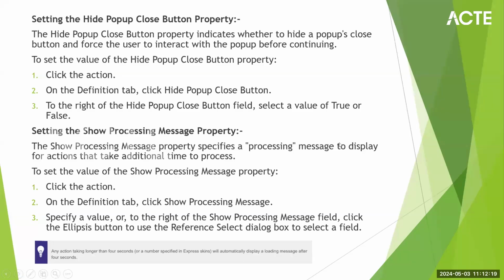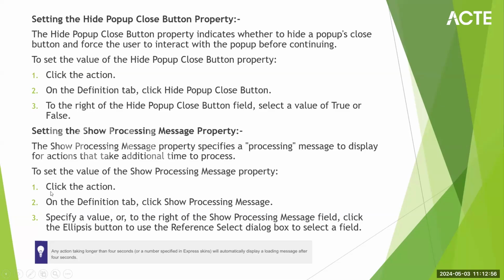Like clicking on a yes or no button, that kind of thing. If you missed any mandatory fields, there will be a warning triggered in the pop-up to fill all the mandatory fields. Those kinds of messages are the show processing message property. How do you do that? Click on the action, on the definition tab, click show processing message, specify a value, or to the right of the processing message, click the ellipsis button and map the field.